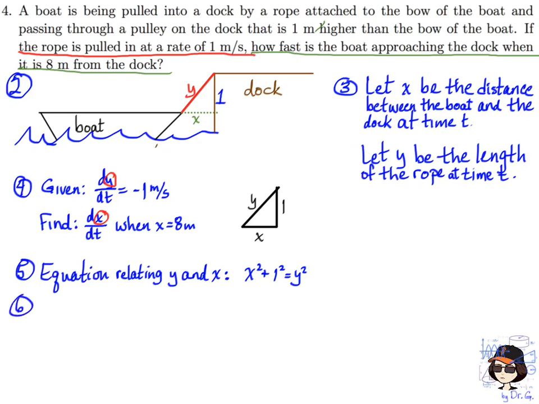So now, step 6, we're going to differentiate this. So 2x dx/dt plus 0 equals 2y times dy/dt. And let's just simplify it a little bit. Isolate the dx/dt because that's what we're asked to find.